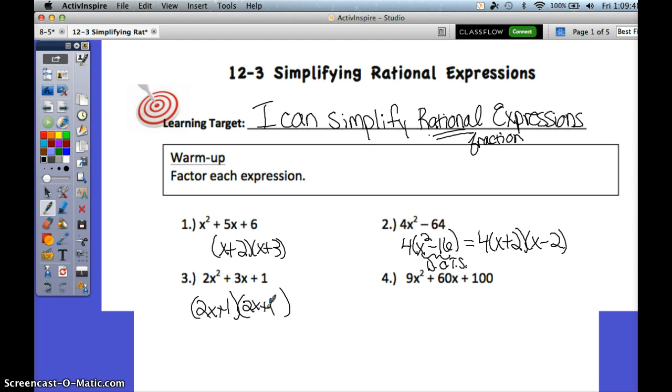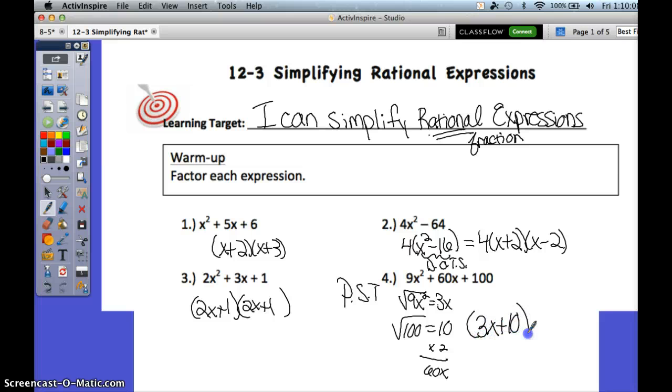Number 3, hopefully you recognize, was a perfect square trinomial. The square root of 9x squared was 3x. The square root of 100 is 10. 3x times 10 times 2 is 60x. So that is my middle term. So you could have said, oh, well, that's just 3x plus 10 quantity squared.